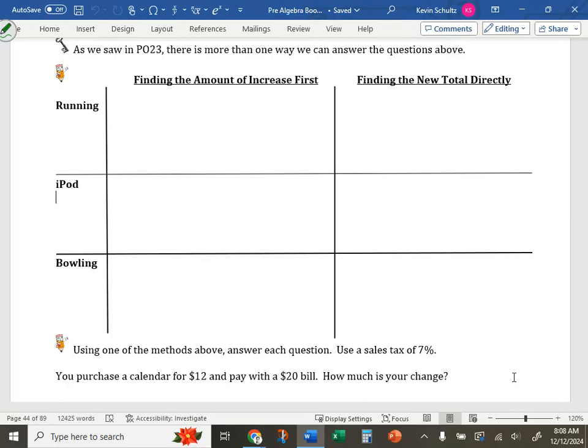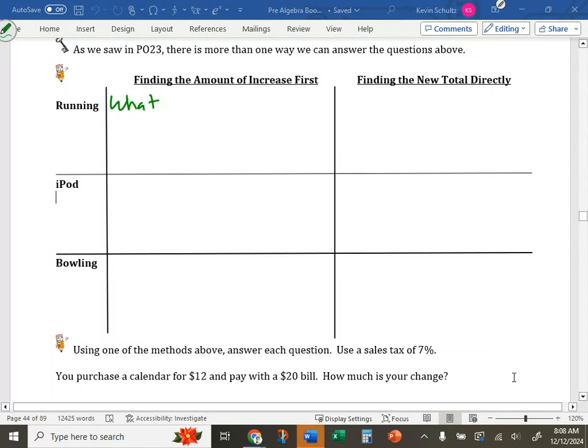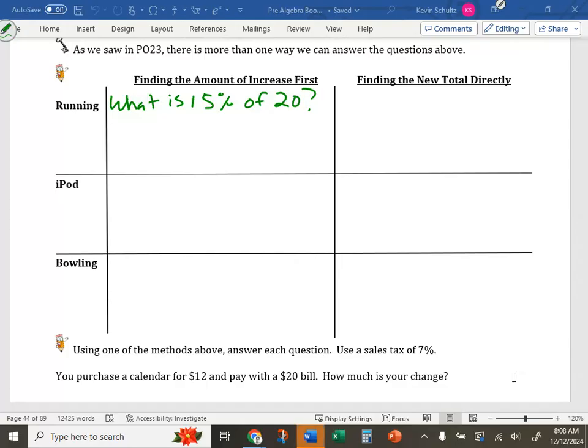So the first method is to find the amount of increase first. You're running 20 miles. You want to increase that by 15%. How many more miles are you going to run? What we need to figure out is, what is 15% of 20? That's how much we're going to be increasing by.